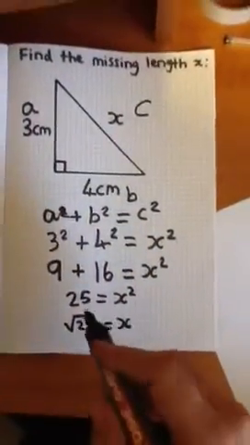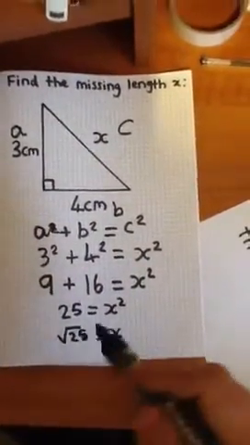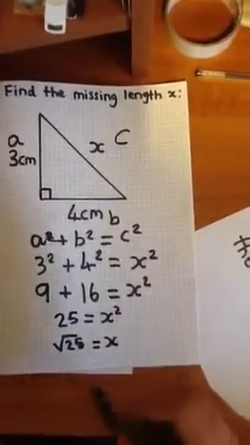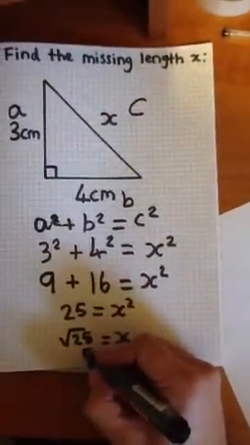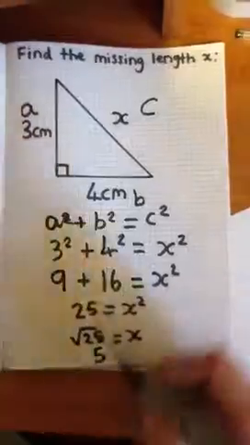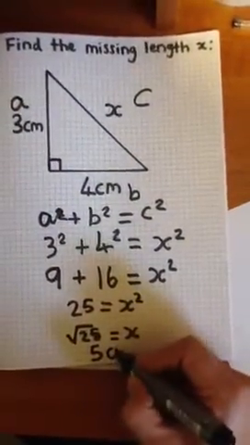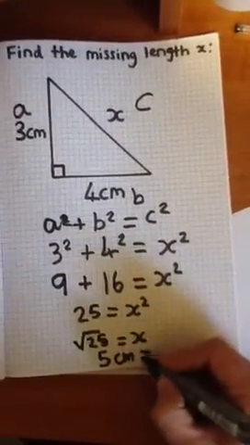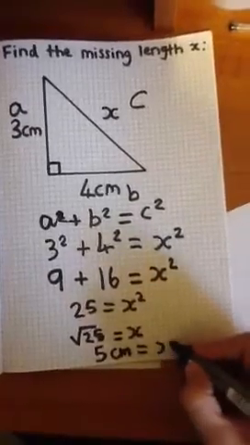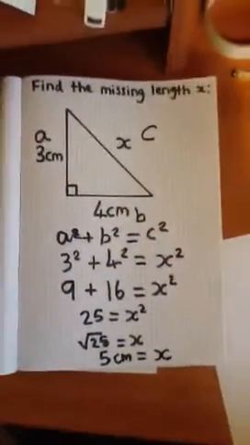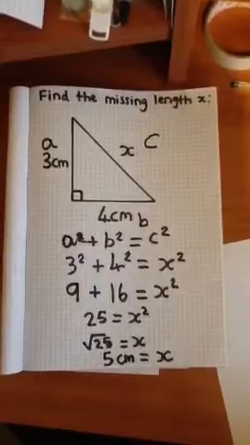Right, now all the square root means is what number times itself makes 25. And the answer to that is 5. Now remember we're talking centimetres, so we need to put centimetres after this, and that is our value for our missing side, x. And that's what we do when we have the longest side of the triangle to find.